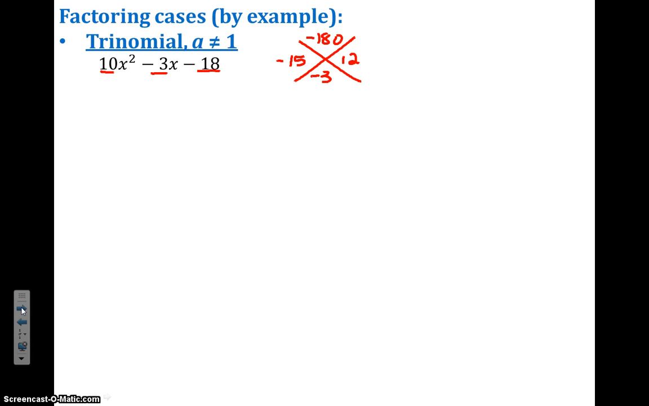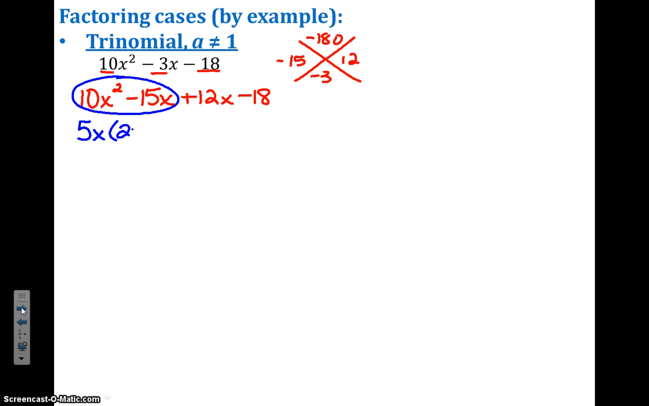So what I'm going to do to my trinomial is split the middle term. The first term stays the same, 10x squared, but then I'm going to have a minus 15x, a plus 12x, and a minus 18. The last term also stays the same. So then at that point, I'm going to group my terms together. These first two get grouped together, and that gives me a GCF of 5x, which then when I take 5x out, I'm left with 2x minus 3.